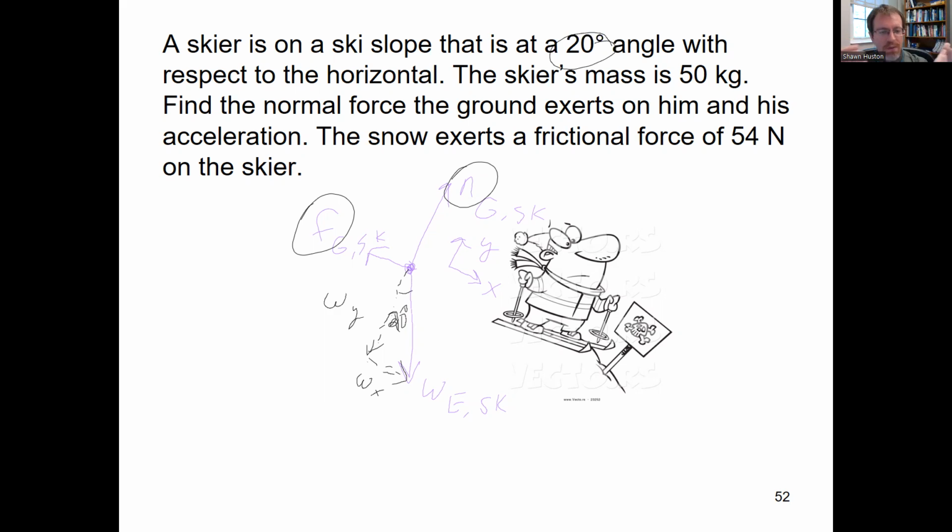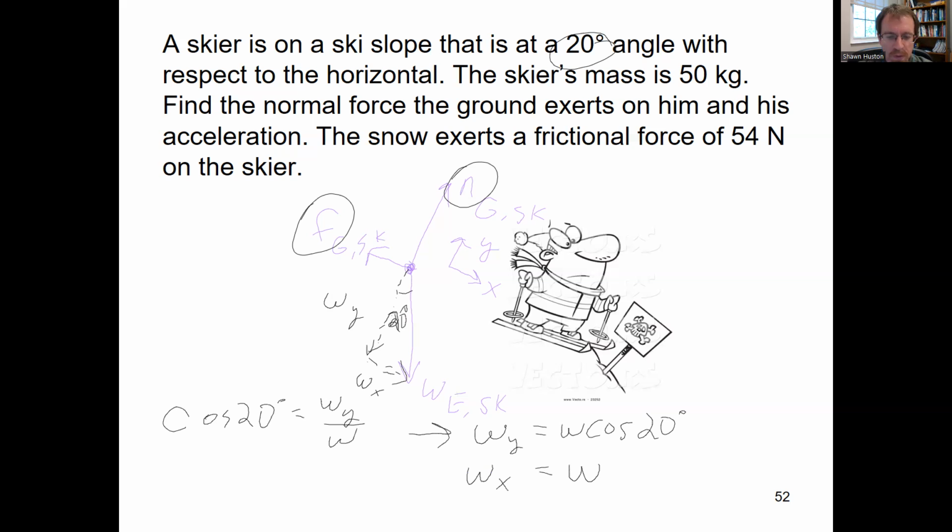All right, so let's see. We can do a little analysis on this weight triangle. Cosine of 20 degrees is going to be equal to adjacent over hypotenuse. That's W sub y over W. If I solve this for W sub y, W sub y is going to be equal to W times the cosine of 20 degrees. All right, if cosine gives us the y component, then sine is going to give us the x component.